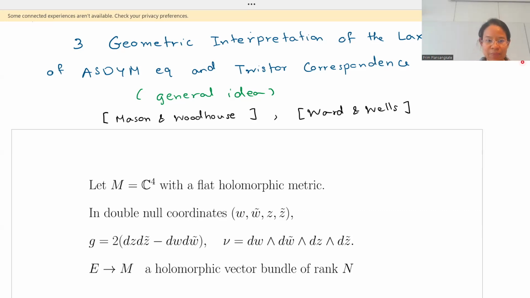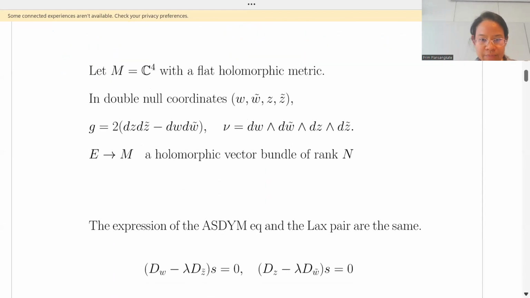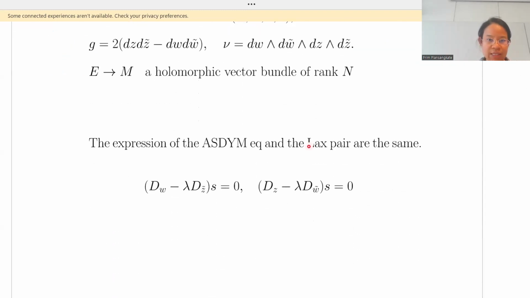And this just means that before, although we looked at complex vector bundles, the manifold was still a smooth manifold, and the maps that we require to be smooth. But now the maps, like say pi, which is the projection map from E to M, are required to be holomorphic. And then the transition functions, sorry, let me say again, the local trivializations that we look at, before they were diffeomorphisms, but now we require them to be biholomorphic. But the expressions of the anti-self-dual Yang-Mills equation and the Lax pair are the same.